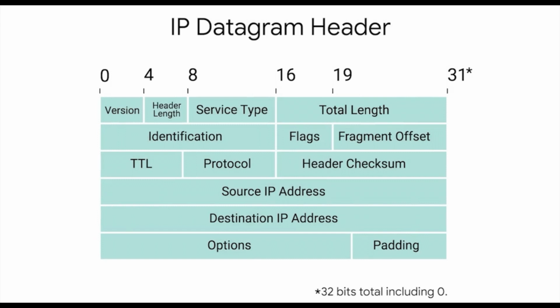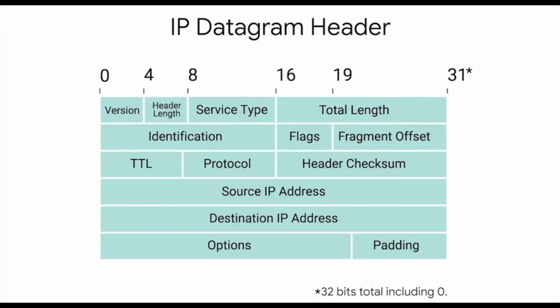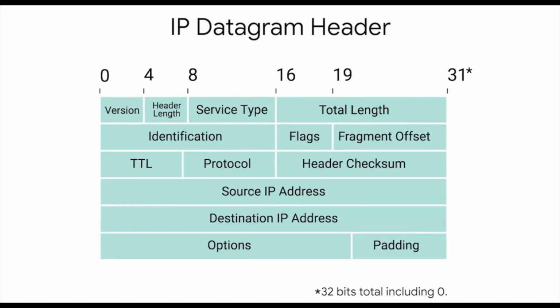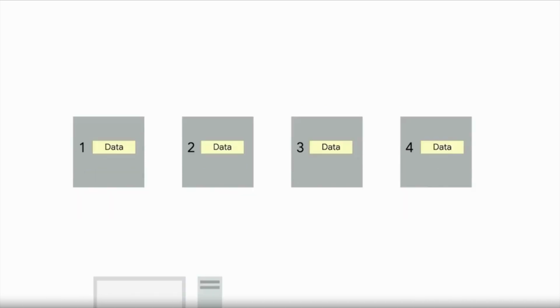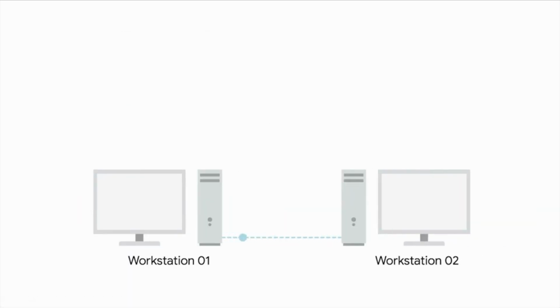Moving on, there's the service type field, which is like a sticker on the envelope, indicating how important the parcel is. It's all about quality of service technologies. Then we have the total length field, which is like counting the pages in a letter. It tells us the size of the entire IP datagram. The identification field is like giving a secret code to each parcel so we can group related ones together.